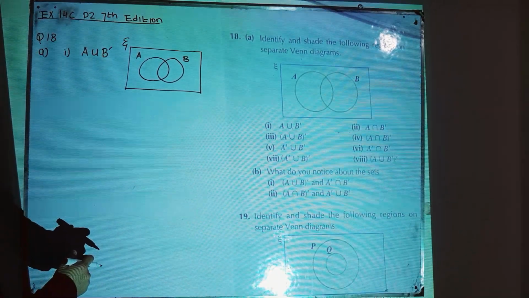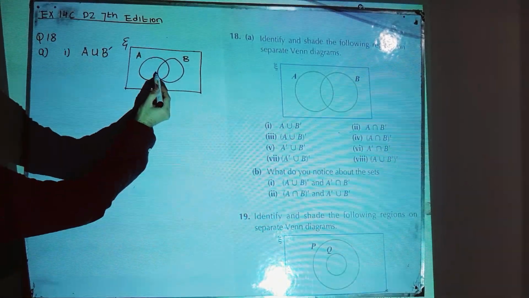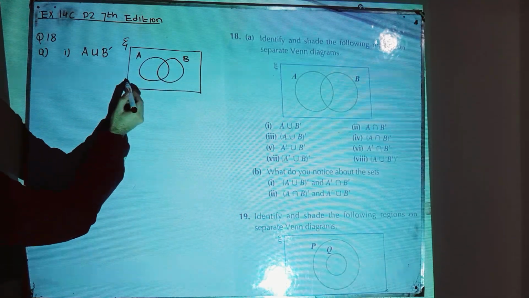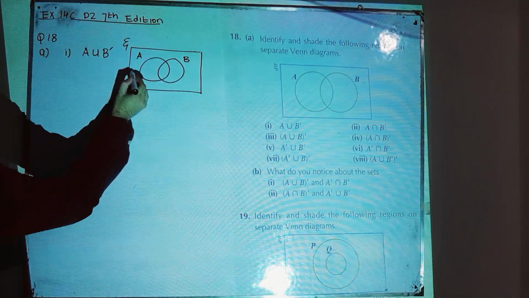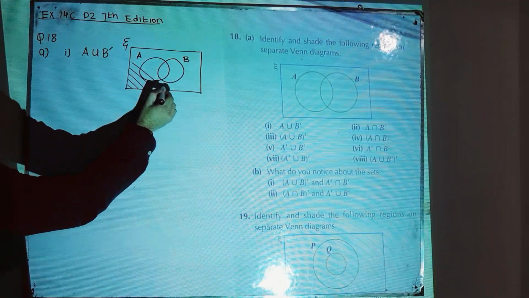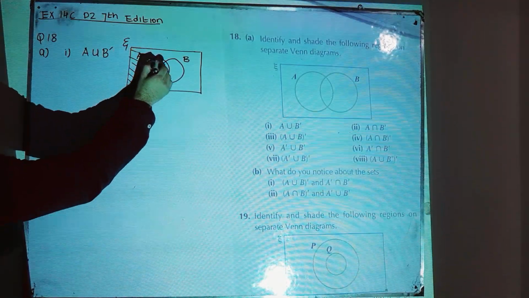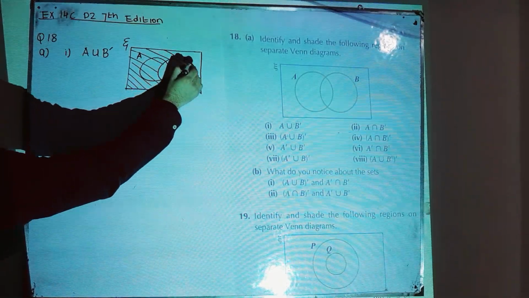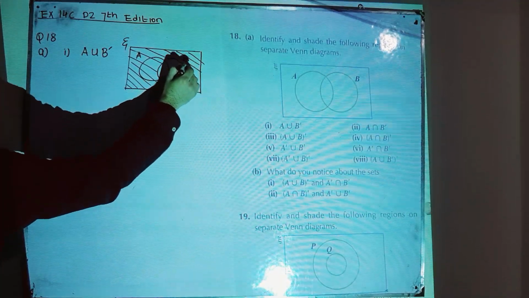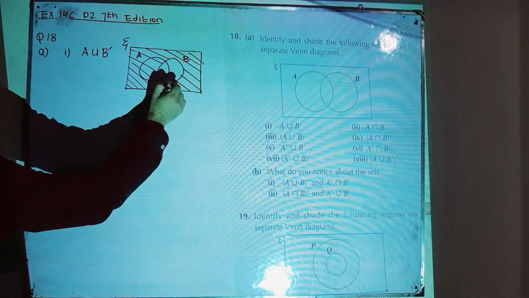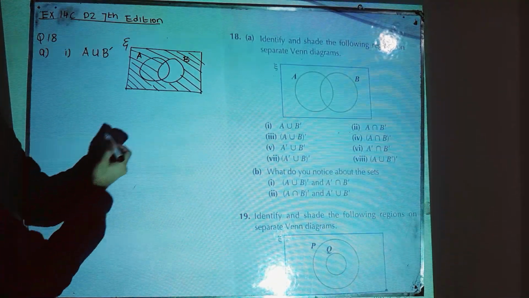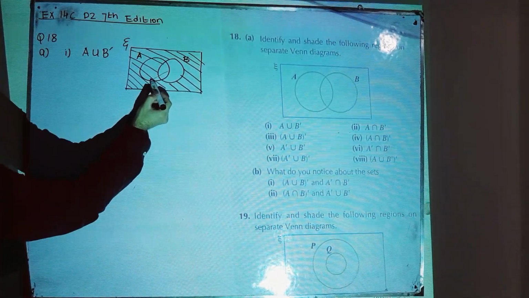First of all, B complement means all the region outside B. This one is B complement. I am shading B complement, all the region excluding B, like this. This is B complement. And what is A? A will be this region.